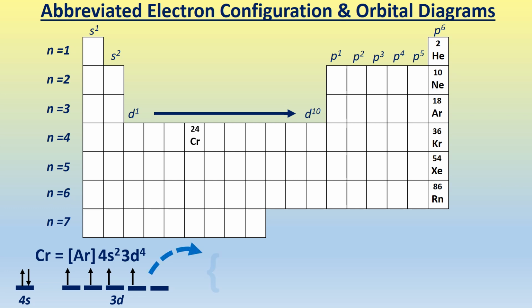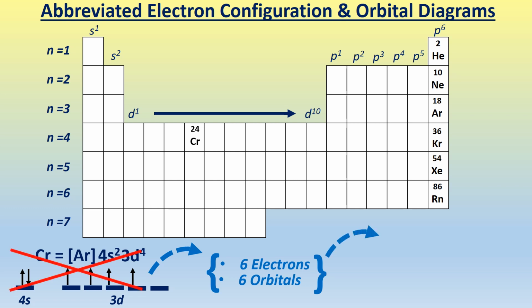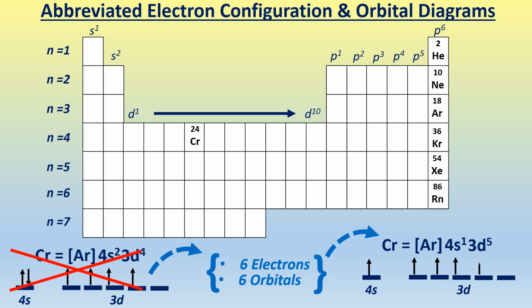Closer examination shows chromium has 6 electrons and 6 orbitals. So according to Hund's rule, it is much more stable if it reconfigures itself, instead of being 4s2, 3d4, to become 4s1, 3d5. This leads to one electron in the s, five electrons in the d level, and as you note from the picture, each one of these levels is now half full.